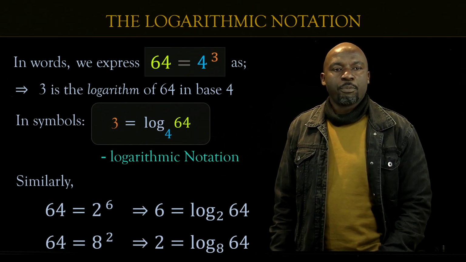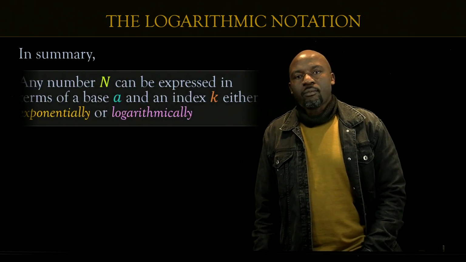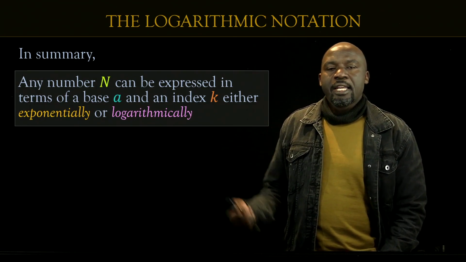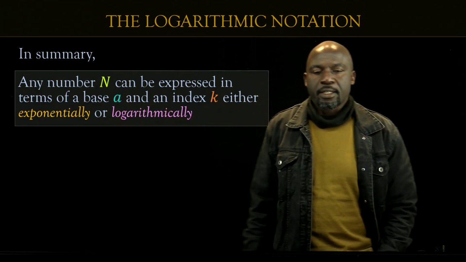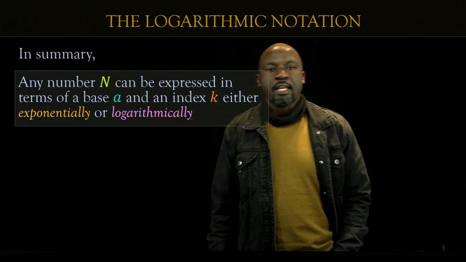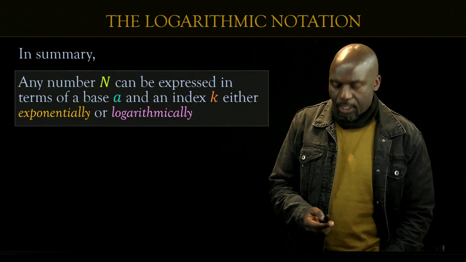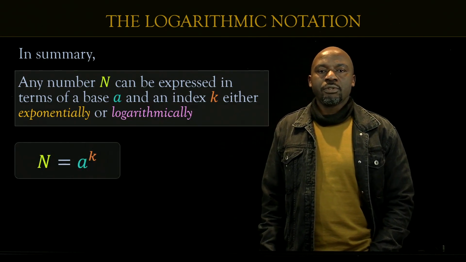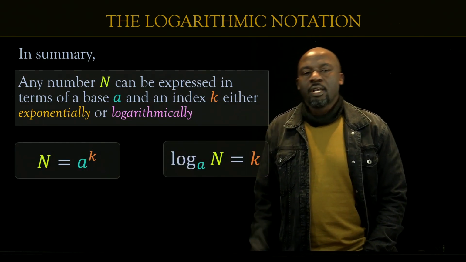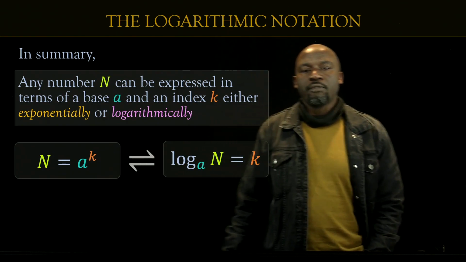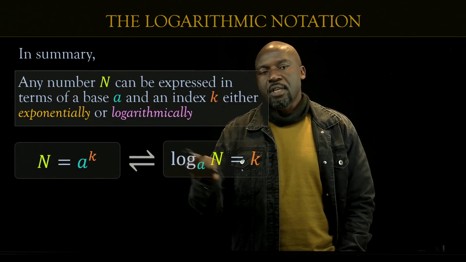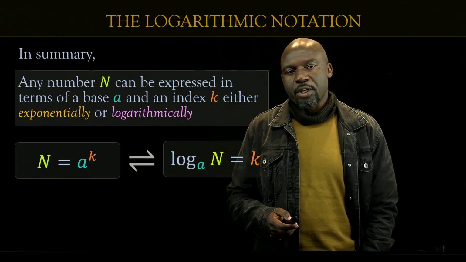All right? I'm hoping this is making sense. So in summary then, any number n can be expressed in terms of a and an index k, either exponentially or logarithmically. And the notations that we use are as shown. These two notations are equivalent. So they refer to the same number. It's just a way of expressing the number.